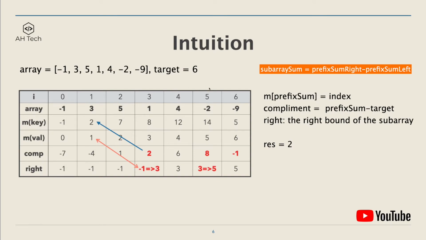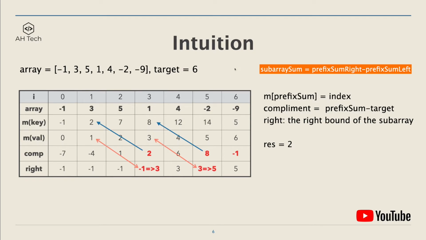Okay, and then at index 5, we found another subarray whose sum is equal to target. And then we check that the value in the hash map is not bigger than right. So it means that it's another valid subarray. So we will increment the result by 1 here.